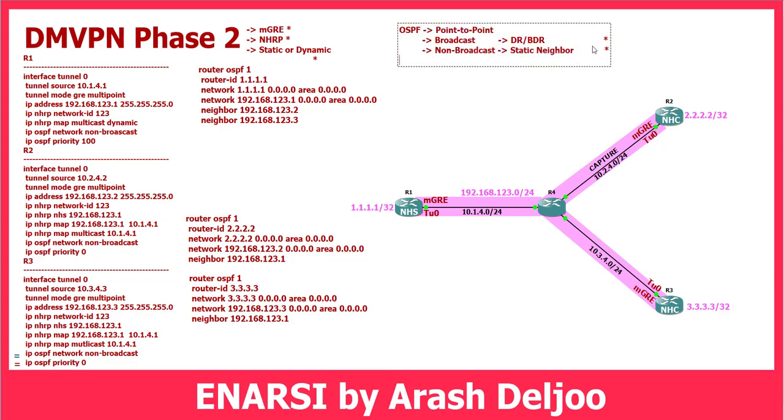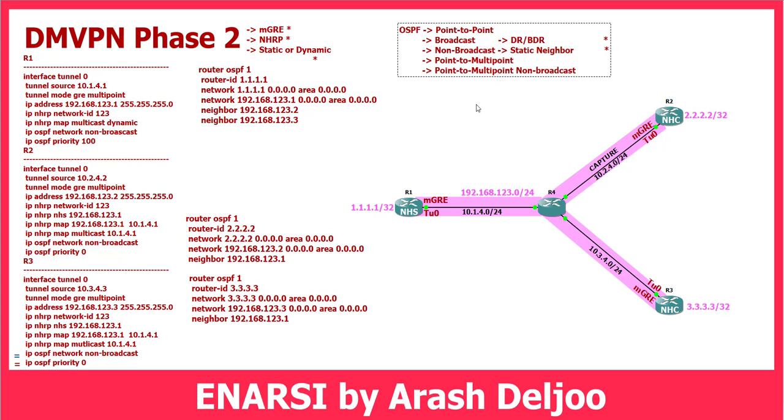Now let me talk about the next option. The next option is point to point, or point to multipoint, and after that point to multipoint non-broadcast. Both of them are not efficient or not acceptable for DMVPN phase 2.